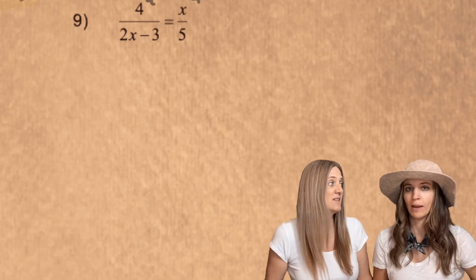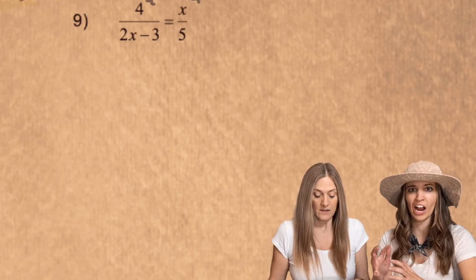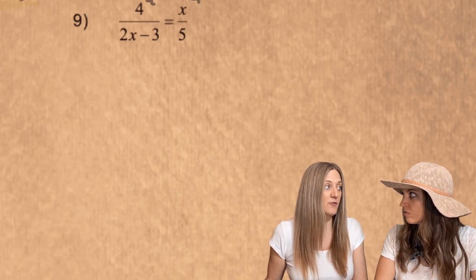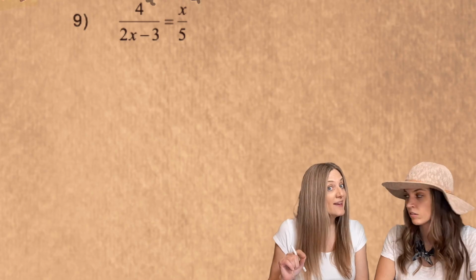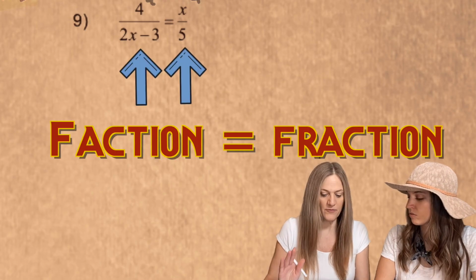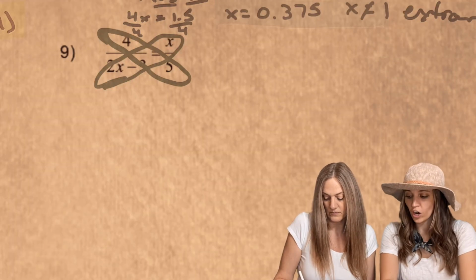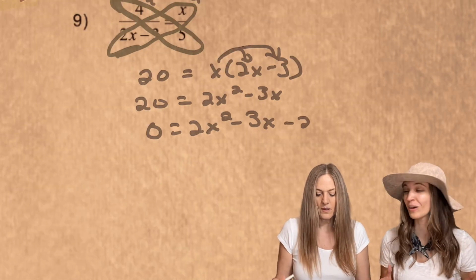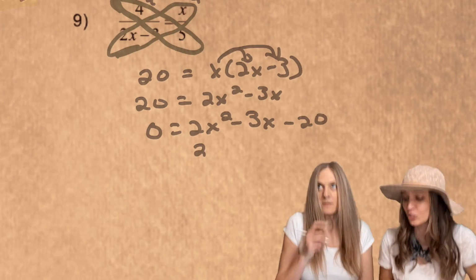Okay, we're really in a time crunch here. We got a fraction equals a fraction. Should we cross multiply? But let's be careful. We can only use this when it's a fraction equal to a fraction. Okay, so you cross multiplied. You got 20 equals 2x squared minus 3x. Now you're moving that 20 so you can solve this quadratic. You can do it!